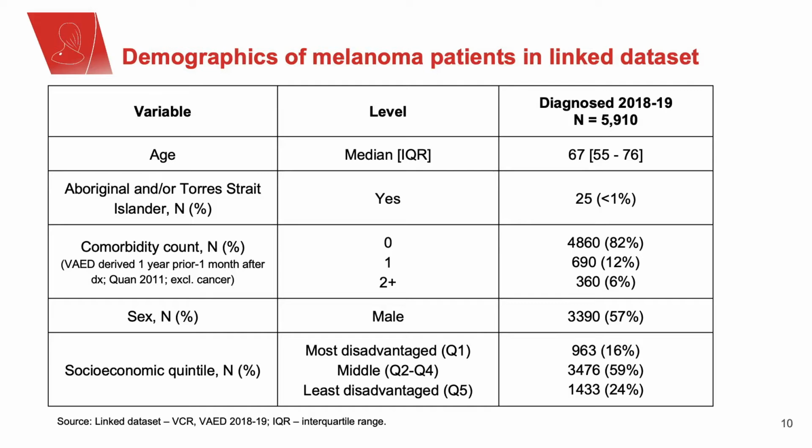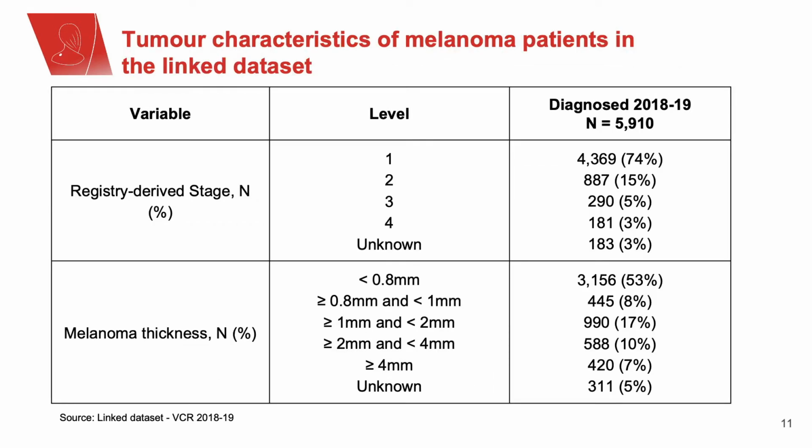Demographics. No real surprises here. The median age is 67. Very small numbers when it comes to Aboriginal and Torres Strait Islanders, and comorbidities, sex, and socioeconomic status are no surprises. Tumour characteristics are predominantly level 1 and thin melanomas, again no surprises. I'll be concentrating on when we do have statistically significant data, in the interest of time.